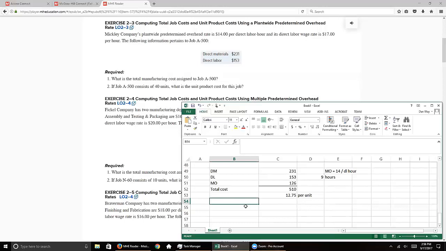In E49 where you got MO equals 14 divided by the direct labor hours, you're saying the materials, the direct materials. Oh yeah, sorry. So this is per direct labor hour. So this was our given predetermined overhead rate. Yeah, sorry about that. Should label that better. So that $14 was our plant-wide predetermined overhead rate for Mickley here. We didn't calculate that. Okay.